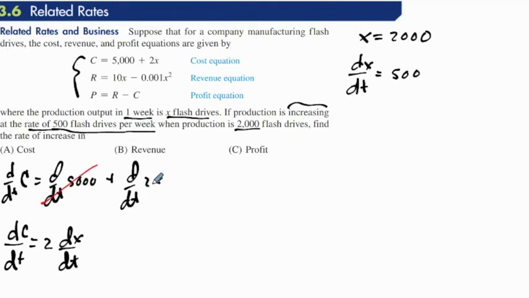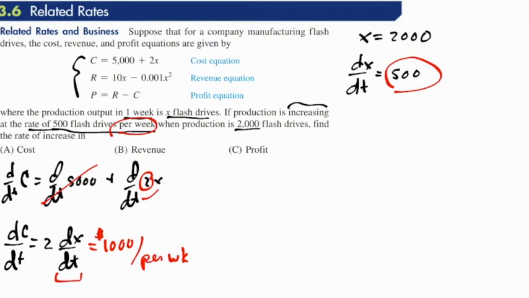The derivative of 2x is 2, but since the variables don't match, our implicit derivatives tell us to put this dx/dt to follow, and we can put 500 in for dx/dt. So this gives us 1,000. We're talking about cost, so $1,000, and we're talking about per week. So there is an increase of cost of $1,000 per week when production levels are at 2,000 flash drives but is increasing at a rate of 500 flash drives per week.